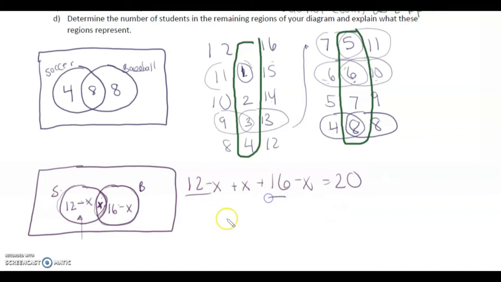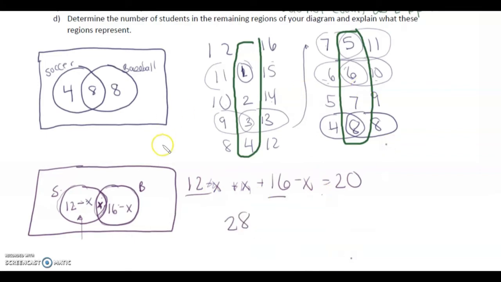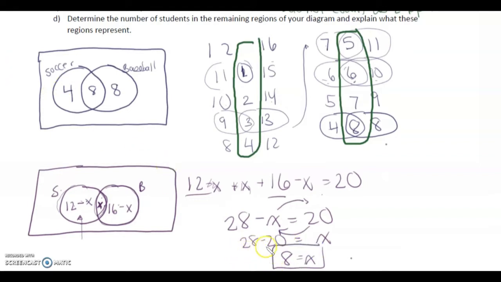Okay, 12 plus 16 is 28. Negative x plus x cancel. And then we have negative x equals 20. So let's bring the negative x over. It'll become positive x. Bring that 20 over. It becomes negative 20. So 28 minus 20 is 8. So if you want to do this algebraically, which is eventually where we're going to be at, this x equals 8 will go in the middle.